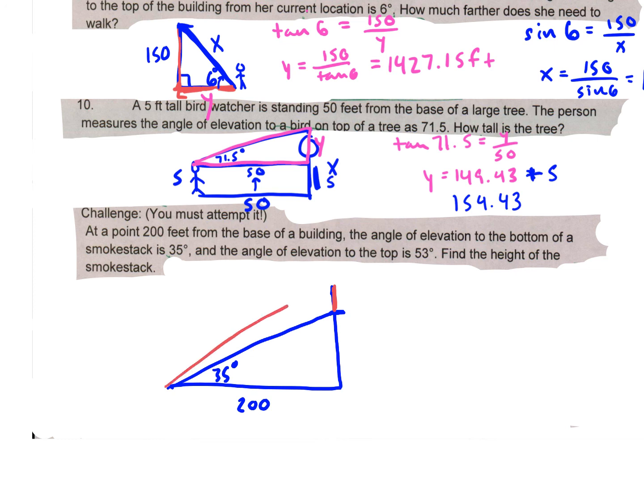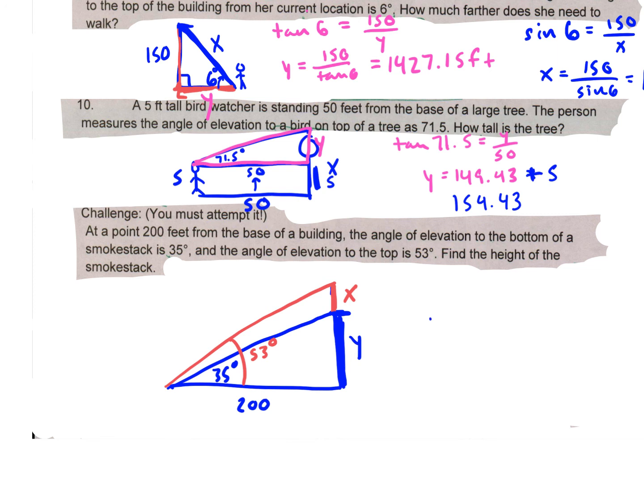So to the top of the smokestack would be 53. So this whole angle here, 53 degrees. And I have to find the height of the smokestack. So just this little piece I'll call x. So in my blue triangle, I can find what the height of the building is here. I'll call that y. So the whole thing is y? No, just the blue part here. The height of the building, not including the smokestack. Just the bottom of the smokestack. Okay. So to the bottom of the smokestack would be y.